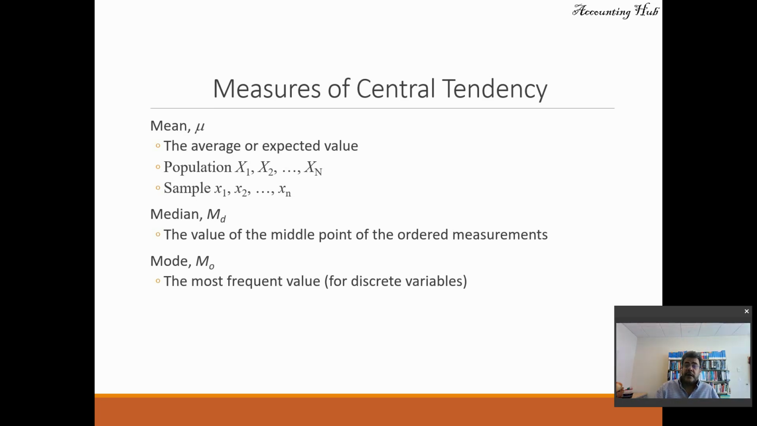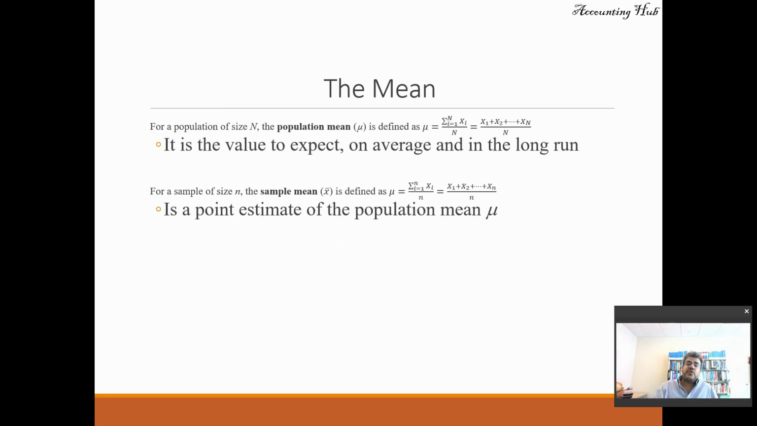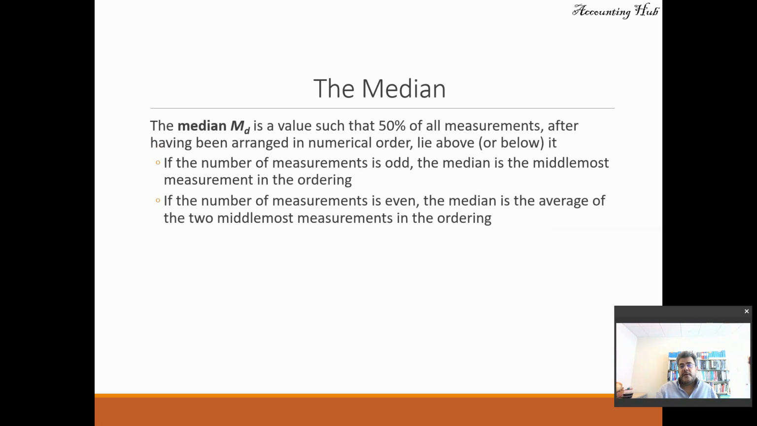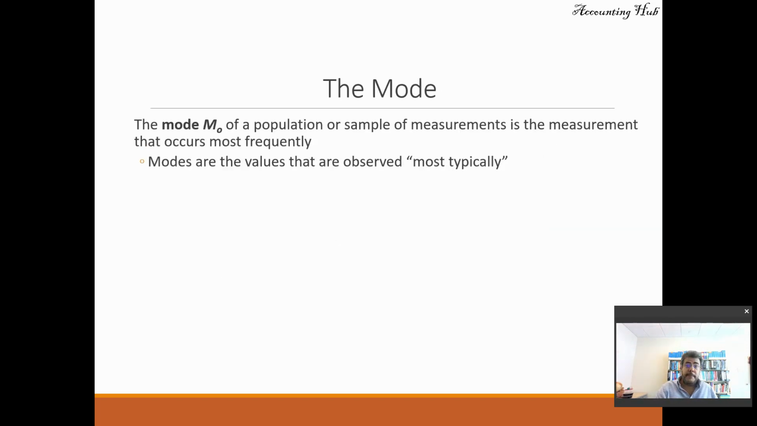So that is how we find the median, and the mode is the most frequent value for discrete variables; for continuous variables that doesn't make sense. And then the mean is the value to expect on average and in the long run, the sum of our numbers divided by the observations, and the median is the 50%. The mode is the number that we find the most. That is why it doesn't make sense on a continuous variable, because there is no number that we find the most. But for instance, if we are talking about students and grades, then mode can be kind of useful.